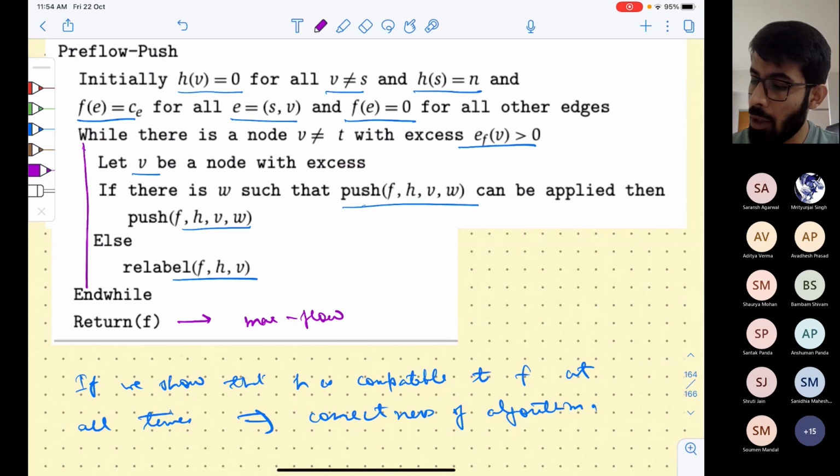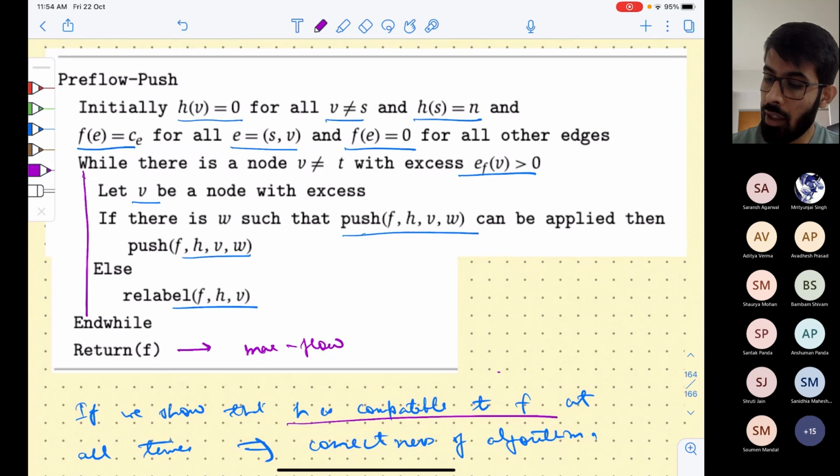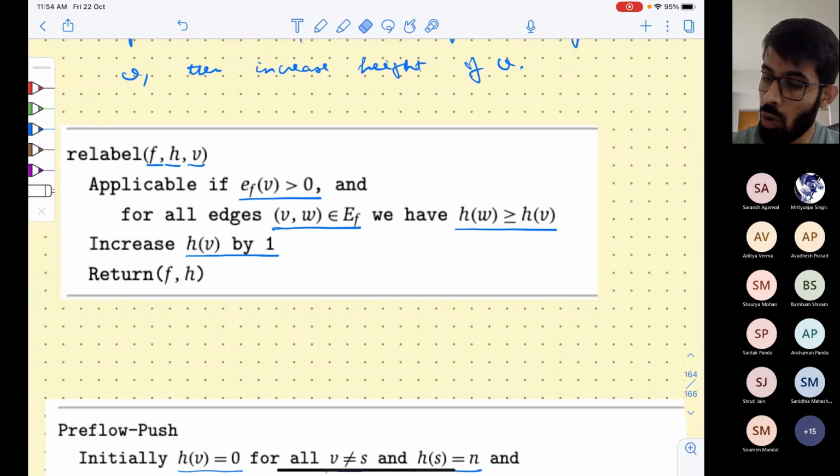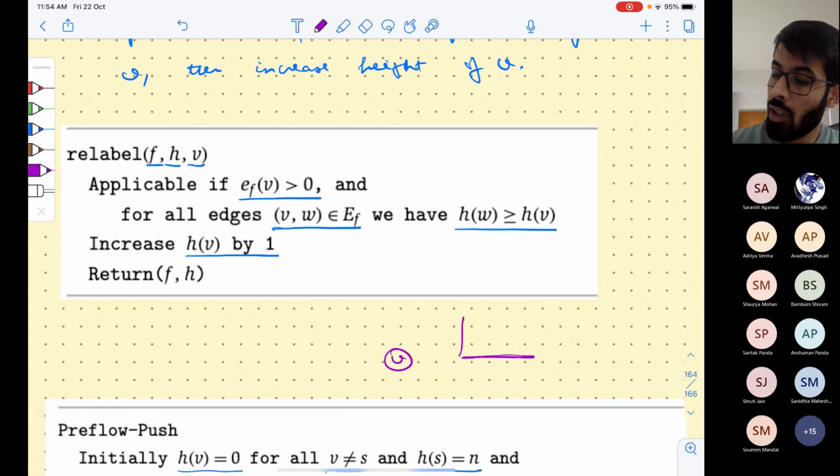Now you have to see for yourself that H is compatible with F at all times. Whenever F changes, so here nothing is changing, but here you are relabeling. It is not very hard to see, at least in the relabel operation, because you are increasing H(v) by 1. And when are you increasing H(v) by 1? When H(w) is greater than or equal to H(v) anyway. So v is here and everything is here or above.